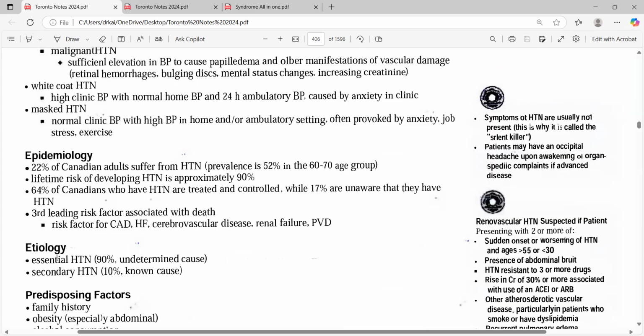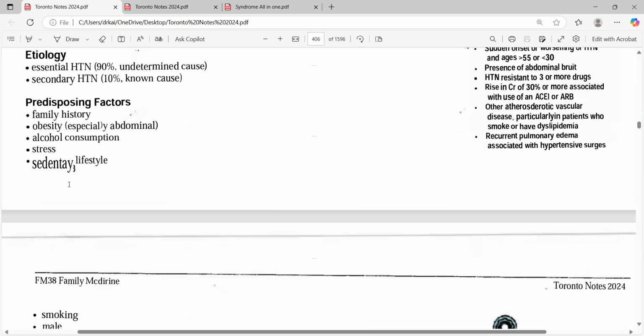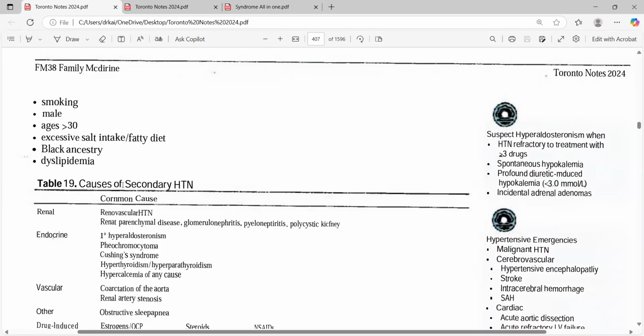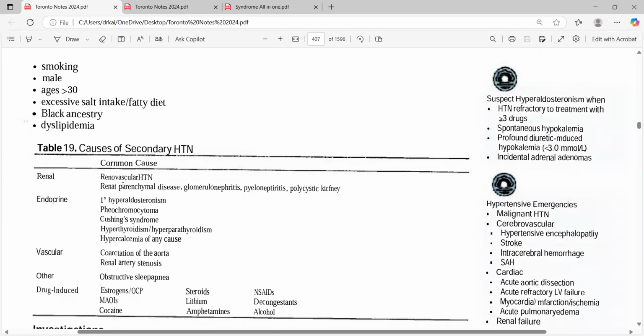Then the family history, obesity, alcohol, sedentary lifestyle, smoking, male, age more than 30, salt, black ancestry. Please keep it in your head. What are the diseases that are common in the black ancestry? Okay. Then the dyslipidemia, it could be the renal problem, endocrine, vascular, others, or drug abuse.